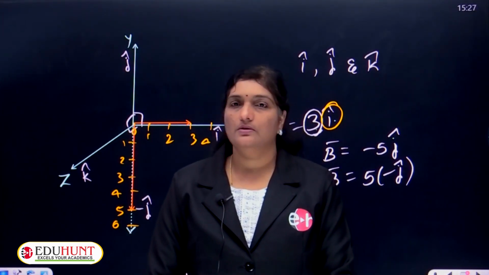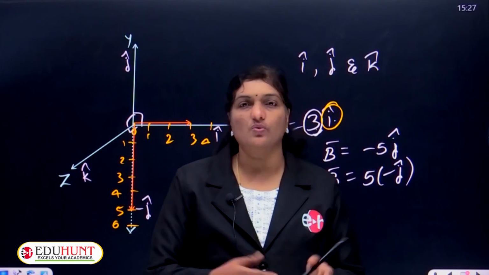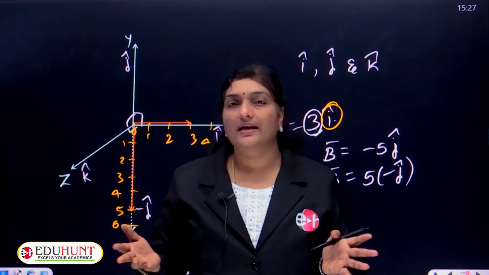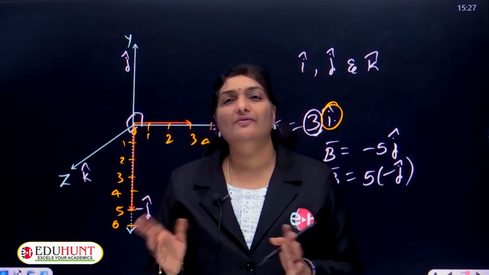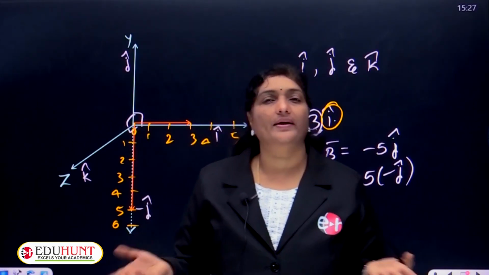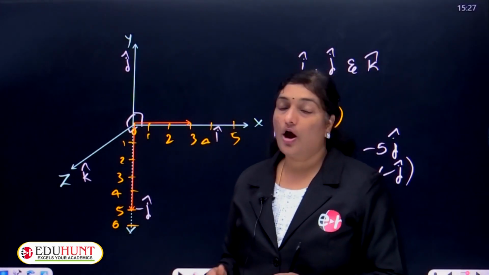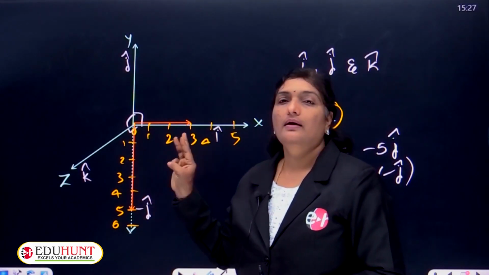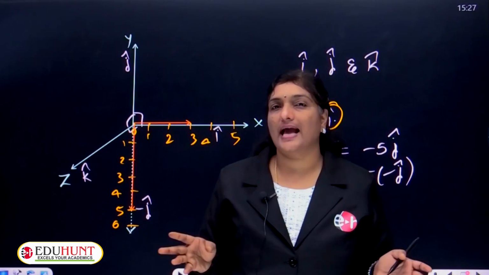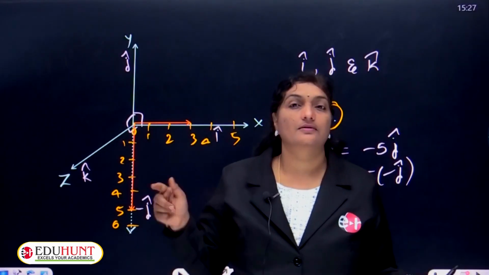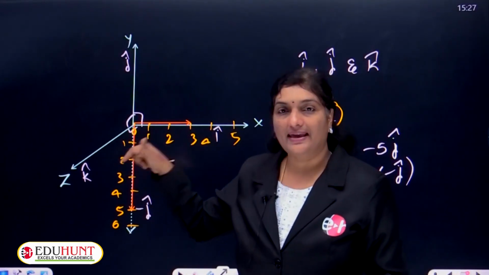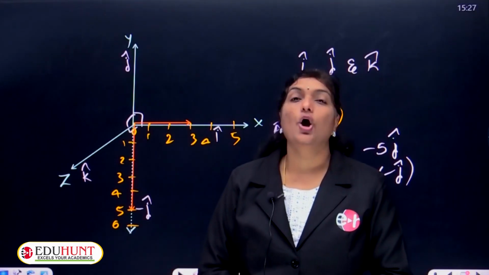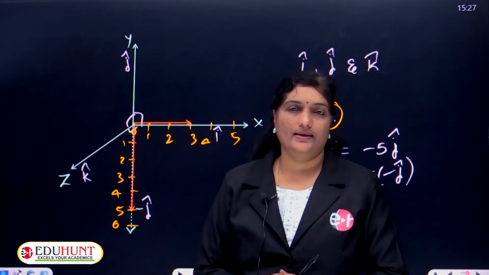Okay, so you understood what orthogonal vectors are. What are orthogonal vectors? If the angle between any two vectors is 90 degrees, the two vectors are said to be orthogonal vectors. Whereas i cap, j cap and k cap represent the unit vectors along the x-axis, y-axis and z-axis. So these i cap, j cap, k cap themselves are called your orthogonal unit vectors.